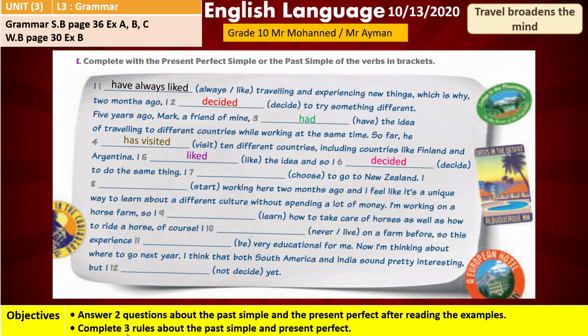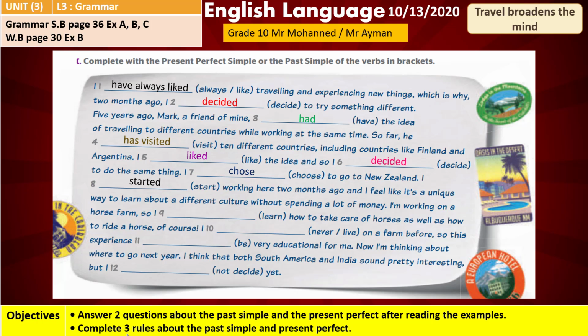7. I choose to go to New Zealand. Time is not mentioned. But be careful. It could be past simple. And it is past simple. I chose to go to New Zealand. We do not say I have chosen. We say I chose. 8. I start working here 2 months ago. 2 months ago. It should be past simple. Started, yes.